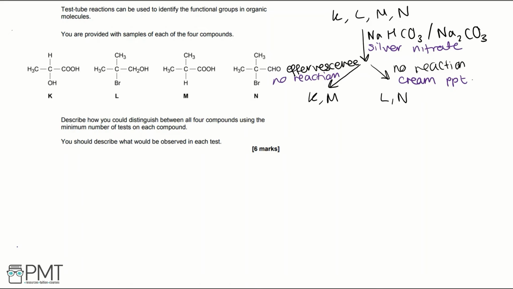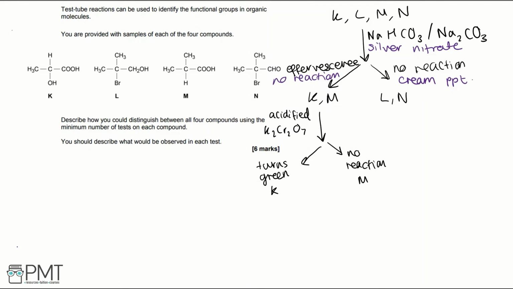So the next one that we could do for K and M, because K has an alcohol group and M doesn't, so we can do a test for an alcohol. And the test for an alcohol would be reacting with acidified potassium dichromate, K2Cr2O7. And if this solution turns green, then that means that we have an alcohol or an aldehyde present, so that would be K. And then if there's no reaction, that's going to be M.